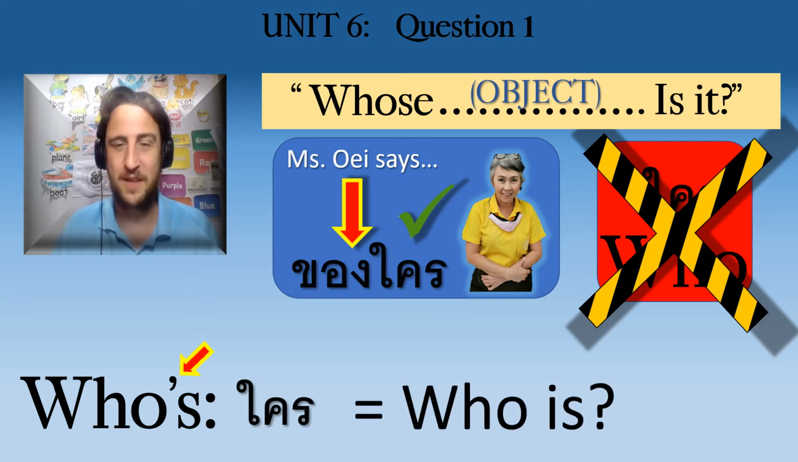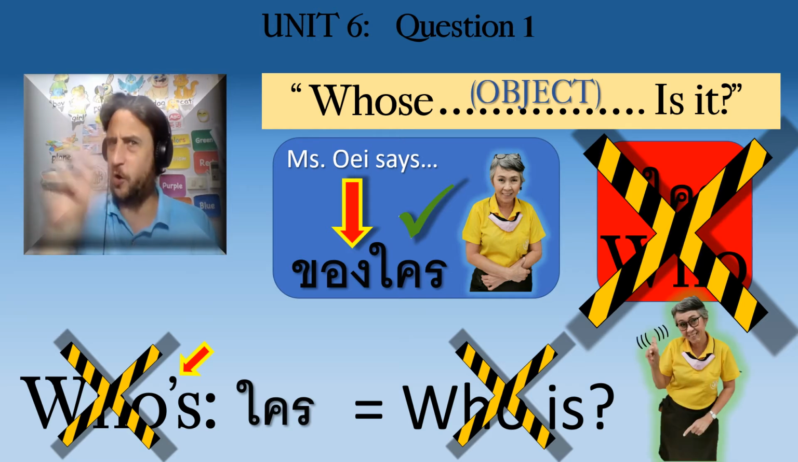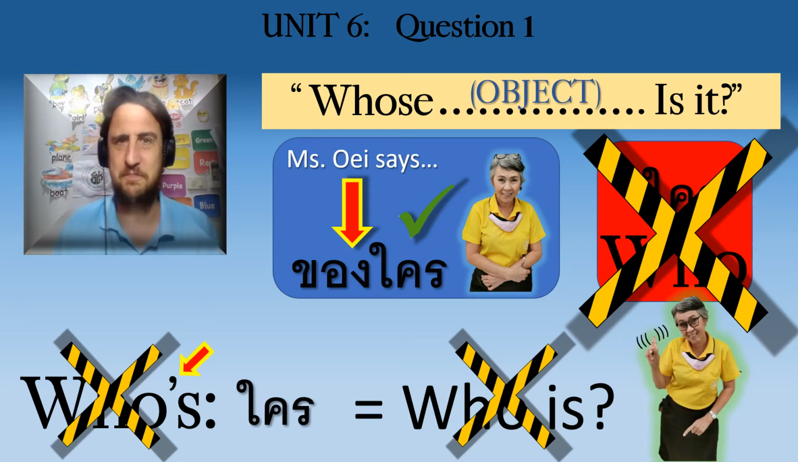So yes, whose means who is. And we are not looking at these in unit number 6. What does Miss Oy say? We are not looking at these in unit number 6. So, question 1 for unit number 6 is whose object is it?